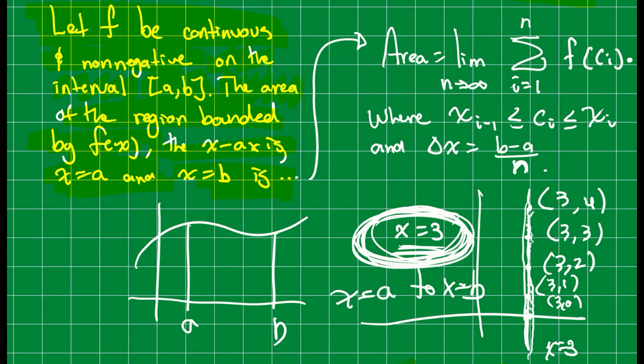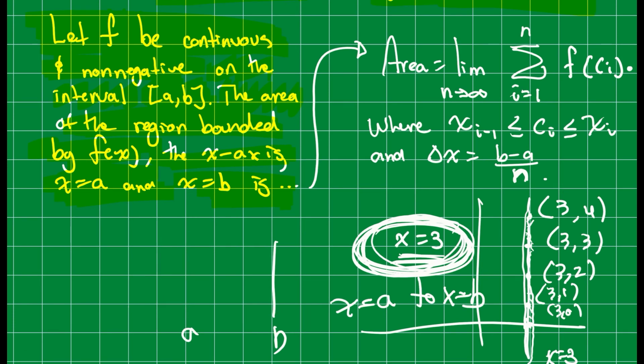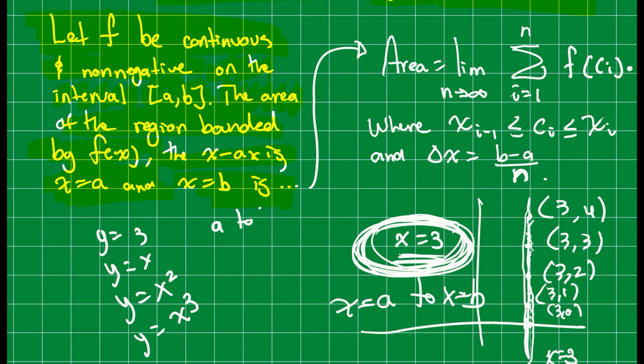Actually, I really would like for you to just practice on your own a little bit. Just draw, you know, do the basic y equals 3, y equals x squared, y equals x cubed, and go from a to b and just shade that region. See what that region looks like. Just create a nice little sketch drawing. Actually, you know what? I'm about to put that for your warm-up today.